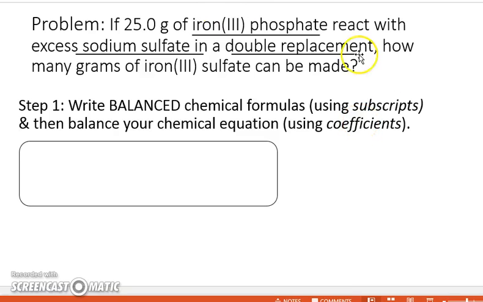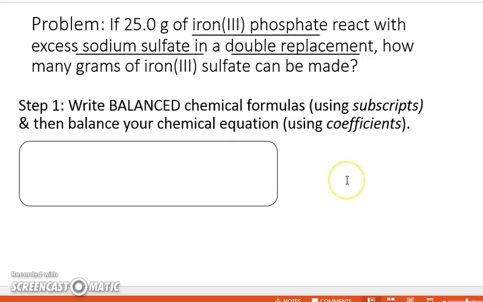Okay, so here I have just taken one of the questions from the practice problems that I put on Blackboard last Thursday for the quiz. The problem says, if 25 grams of iron 3 phosphate reacts with excess sodium sulfate in a double replacement, how many grams of iron 3 sulfate can be made?